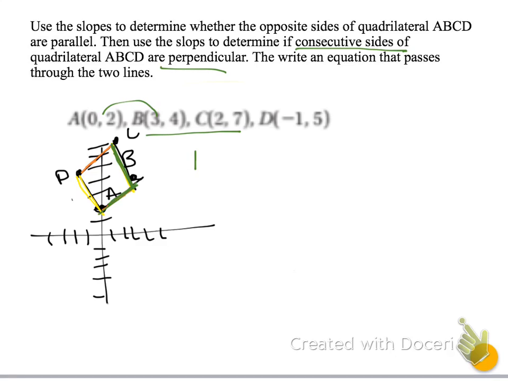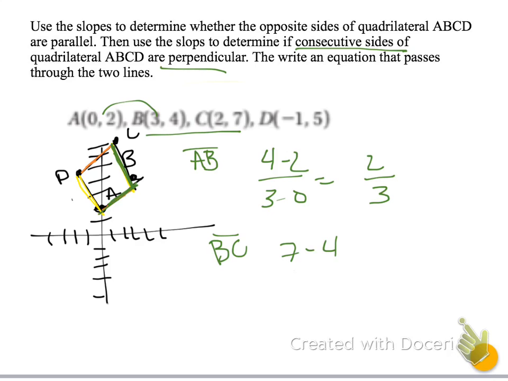So let's do AB first. So we have 4 minus 2 over 3 minus 0. 4 minus 2 is 2. 3 minus 0 is 3. Okay, and then my other one was BC. BC is 7 minus 4 over 2 minus 3. 7 minus 4 is 3. 2 minus 3 is negative 1. Okay, which is negative 3.